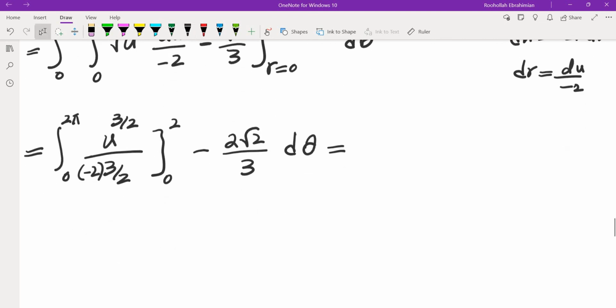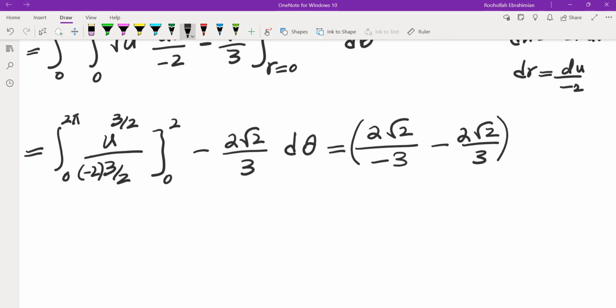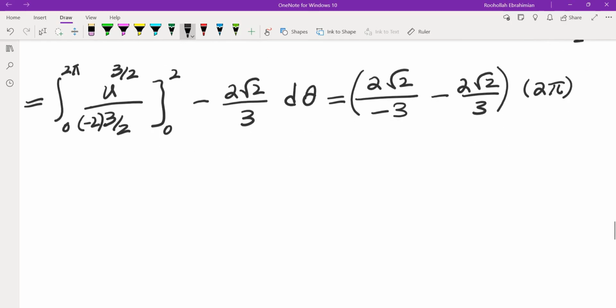Okay, so now everything here is constant. When we integrate, we get this constant times theta. So we get negative 3 at the bottom here. And then we plug in 2, we get 2 root 2. And then 0 gives us 0. And then we get minus 2 root 2 over 3 multiplied by 2 pi. So that is going to be the answer. So negative 4 root 2 over 3 times 2 pi.